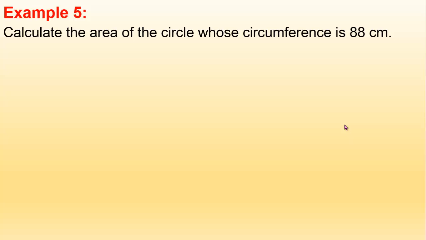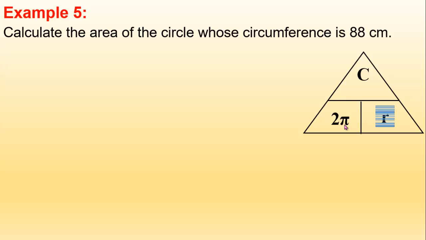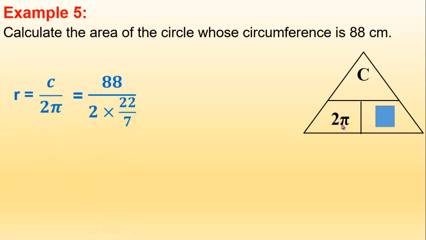So to find the radius from the circumference, I'm going to use my magic triangle. I will hide the r, which is the radius, and now I will have radius equal to circumference divided by 2 times pi. My radius here will be equal to 88 divided by 2 times 22 over 7, which is equal to 14 centimeters. By having now the radius, it's easy to calculate the area. Area will be equal to pi times r squared, and this is the rule that I know.